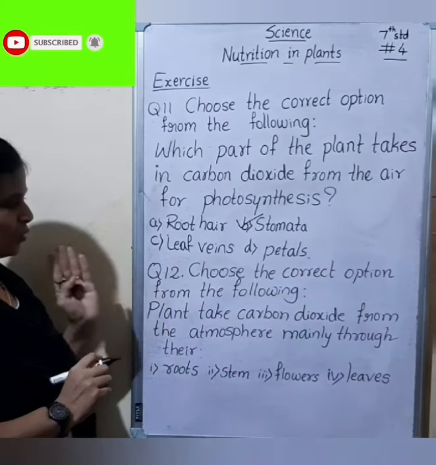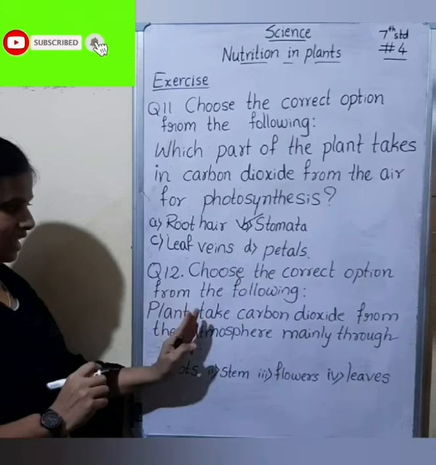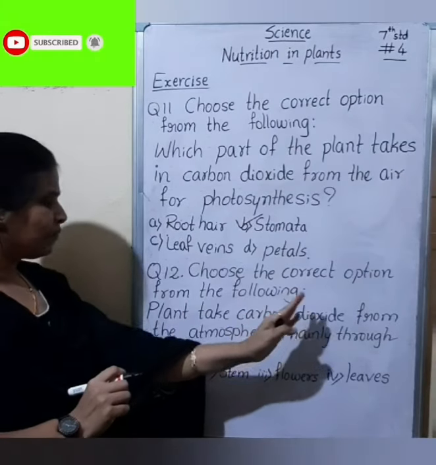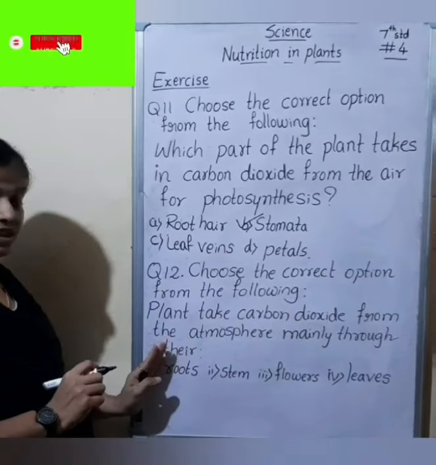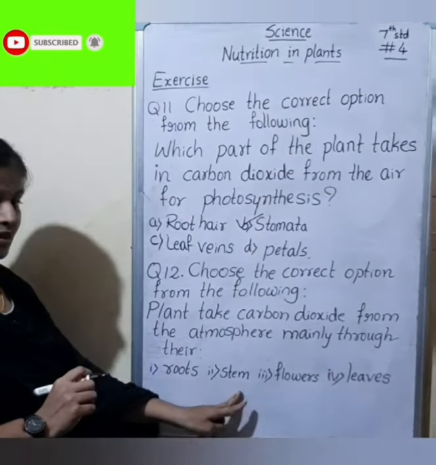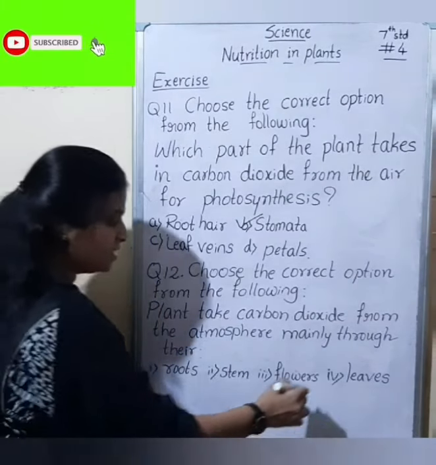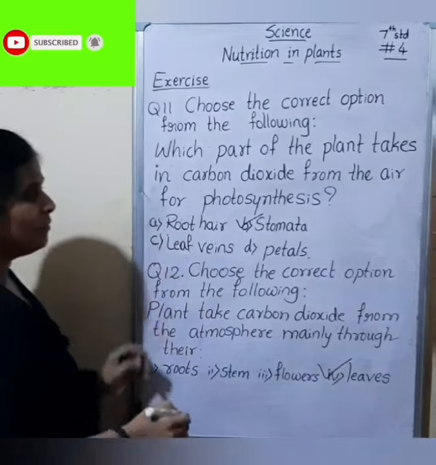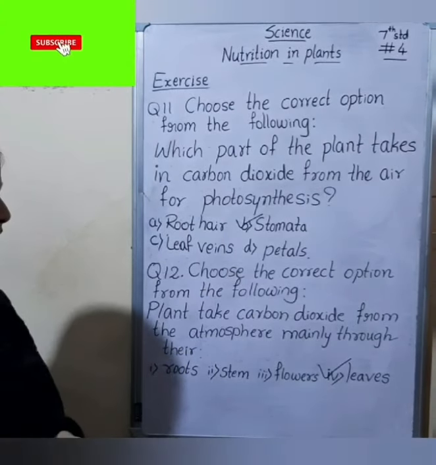Next one, 12th question. Choose the correct option again. Plants take carbon dioxide from the atmosphere mainly through their, whether it is roots? No. Stem? No. Flowers? No. Leaves? Yes, right answer. So this is the answer. You just write down the direct answer over here. Fine, I have marked it.